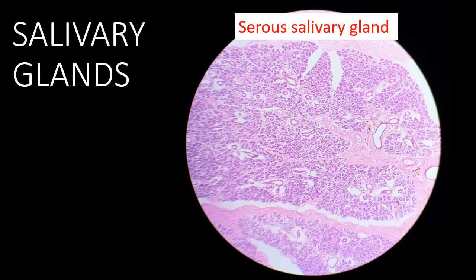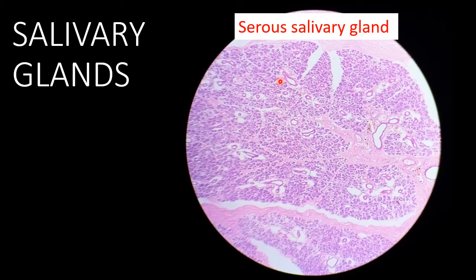The next thing I am going to discuss is the salivary glands. Three types of salivary glands we are going to see: serous salivary gland, mucous salivary gland, and mixed salivary gland. In the serous salivary gland, we can identify so many acini. The acinar cells are triangular in shape. These are all the acini called serous acini. As they are triangular in shape, the lumen is very narrow, so we cannot see a clear lumen.